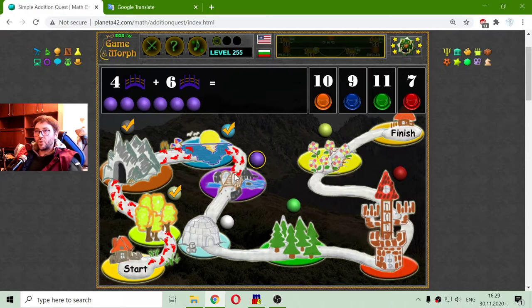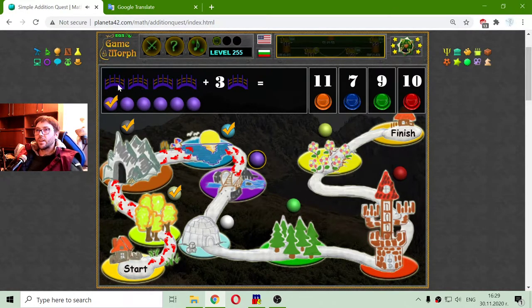And I'm going to the bridge. Now, the numbers are higher, and we have 4 bridges plus 6 bridges equals 10 bridges. Then I have to count 4 bridges plus 3 bridges. This is 7 bridges. The next equation is 1, 2, 3, 4, 5, 6 bridges plus 4 bridges is 10 bridges. Again, this is 6 bridges, and these are 5 bridges. Those should be 11 bridges.